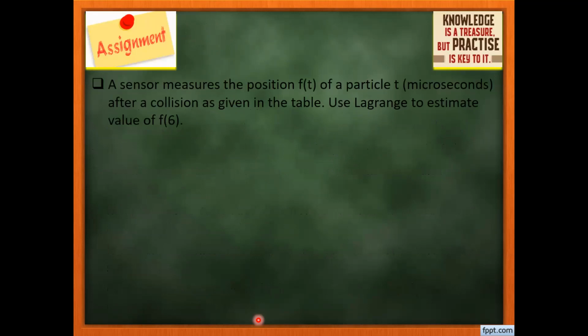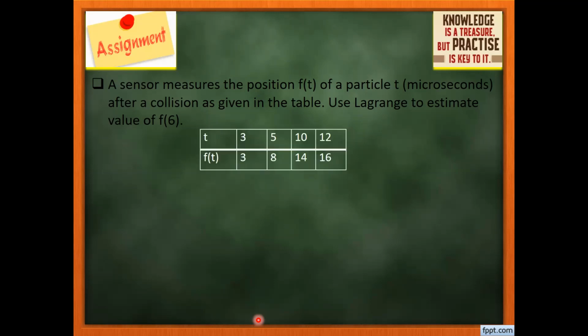Now let's come to the last part of our lecture, an assignment, and we know that you need to practice and to make sure that you are able to grasp all the ideas discussed in this lecture. A sensor measures the position of a particle after a collision, and it's being maintained in a tabular form, which is shown here. Now we need to use Lagrange interpolation to estimate the value at 6. And we can see that in tabular data, we don't have the value at 6. So we are going to perform Lagrange interpolation to calculate the value at 6.